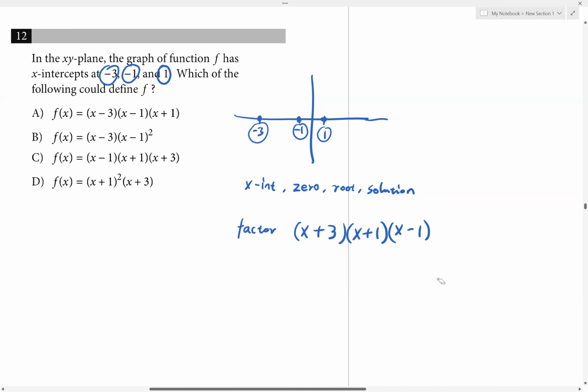Look at the answer choices, which one has that? It has to be C, right? C is the only one that has that. So that should be our final answer for number 12.